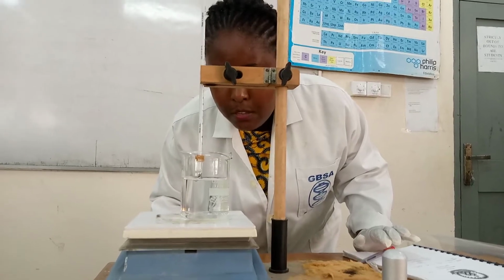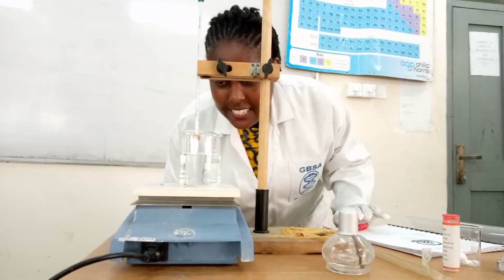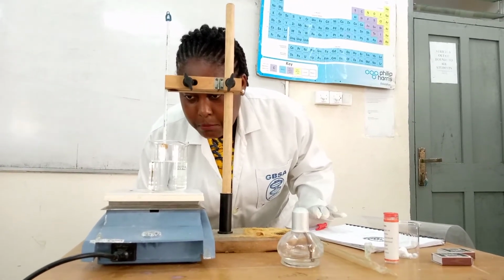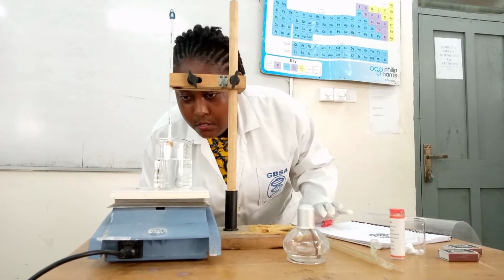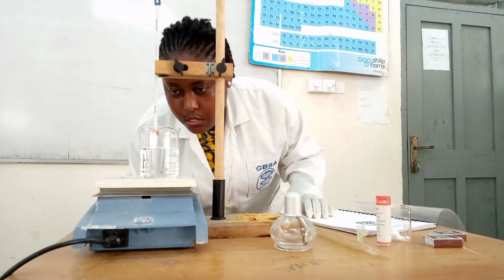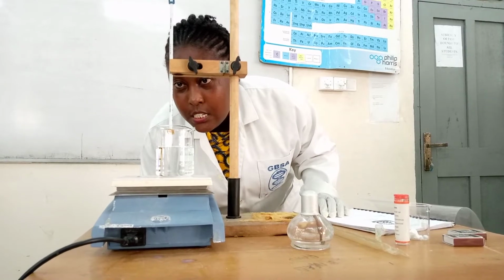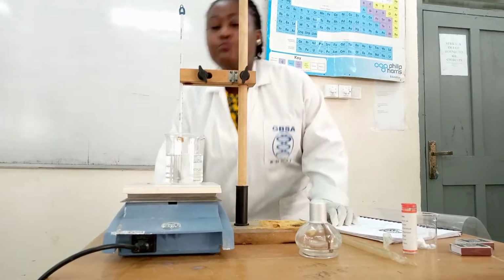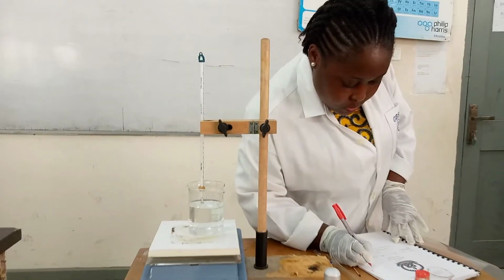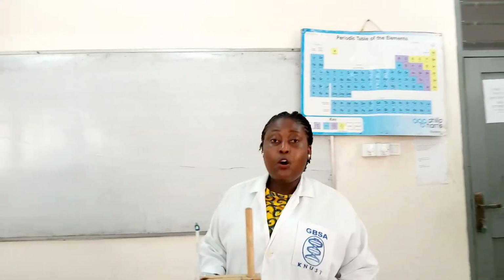So it is melting gradually. Everything is melting. It started from the bottom, so it is climbing gradually. Okay, so it is done. So the final reading is 122 degrees Celsius. Yes, so let me take it off the hot plate.